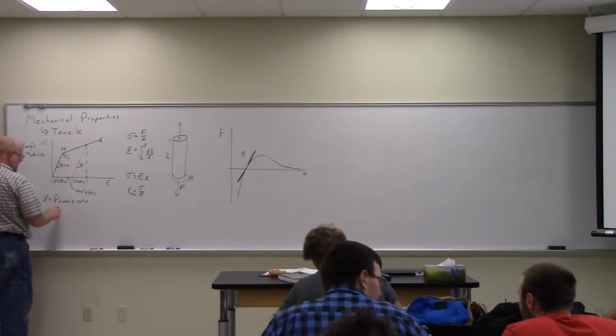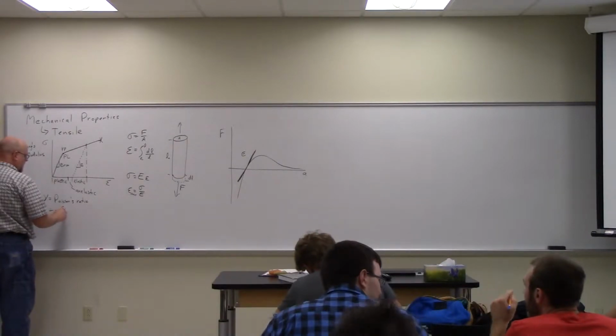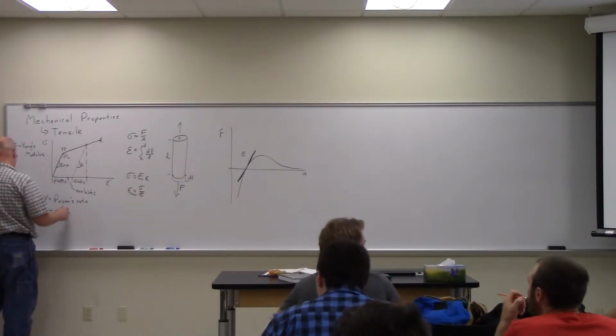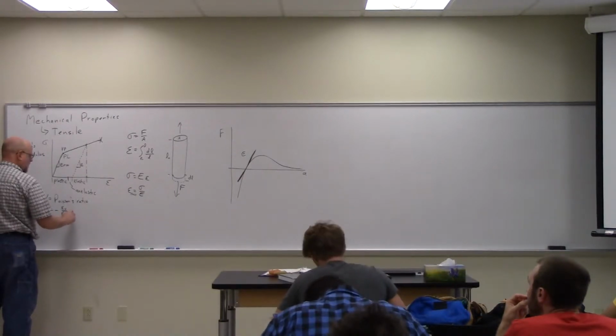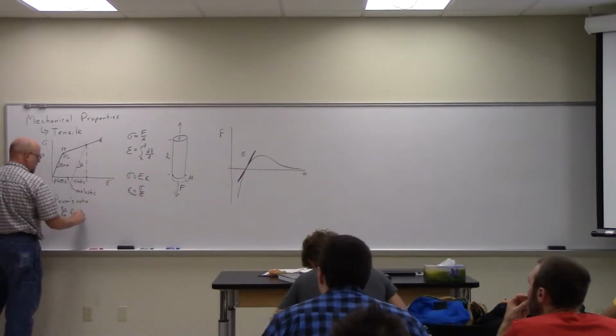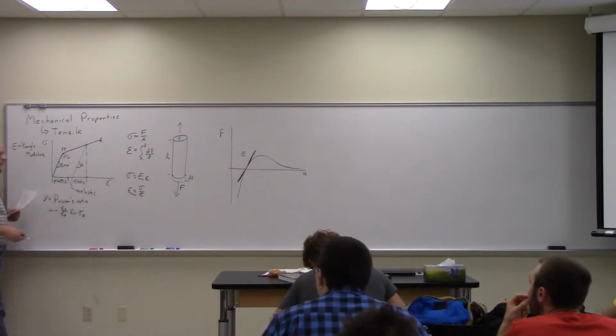Poisson's ratio is defined as minus the strain in the X direction divided by the strain in the Z direction for a stress applied in the Z direction.